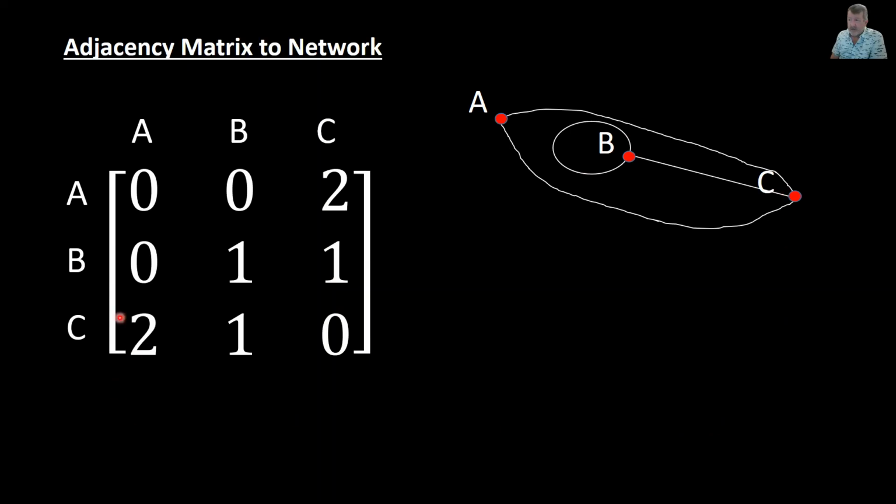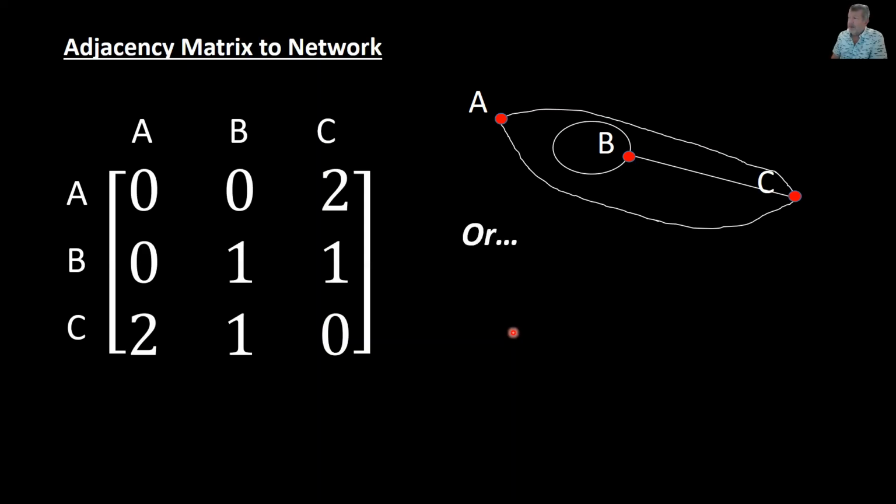Let's check the last row. C to A is 2. Oh, I've got 1 there and I've got 1 there already. So that's 2, that's good. C to B, I've got 1. And C to C, there's nothing there. So that one's finished. Now, you remember I said it doesn't really matter where you draw the vertices?